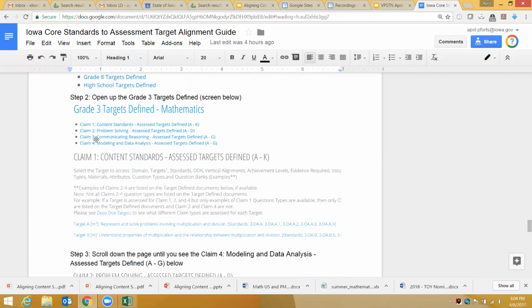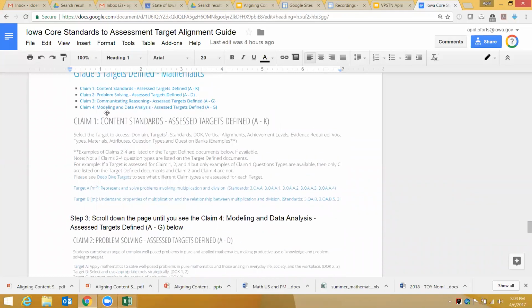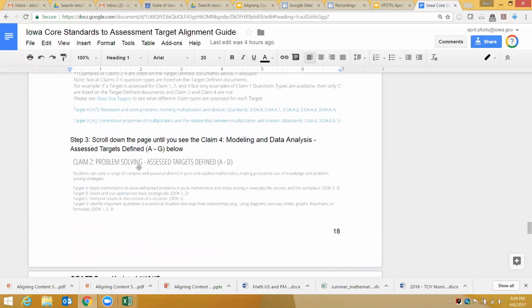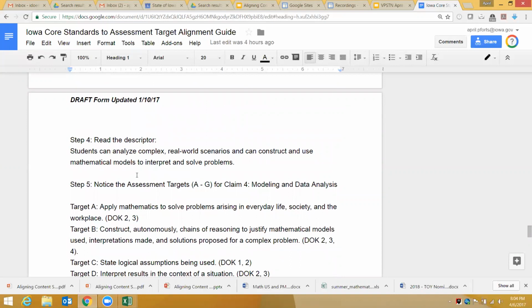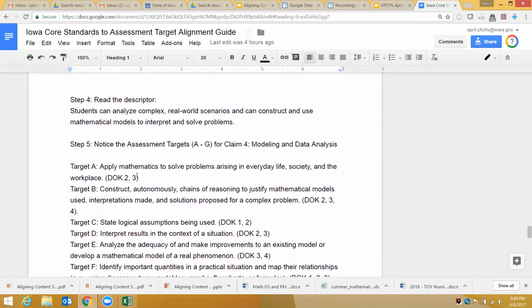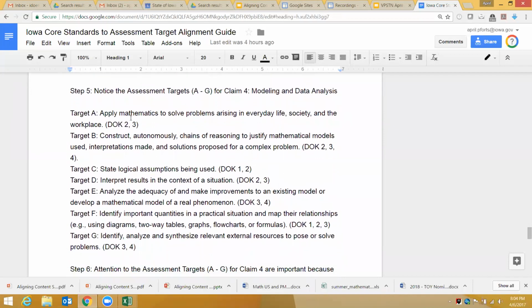You will open it up and you'll see that this is all grade 3, and you'll see the different claims at the top. We have Claim 1 here, and that gets into the content standards. You can either use the table of contents up here to skip down to Claim 4, or you can scroll down to the bottom. You'll read the descriptor that says students can analyze complex real-world scenarios and can construct and use mathematical models to interpret and solve problems. Notice the assessment targets A through G for Claim 4, Modeling and Data Analysis. You'll see that the DOKs are already listed for these.